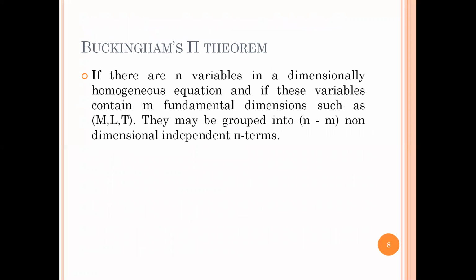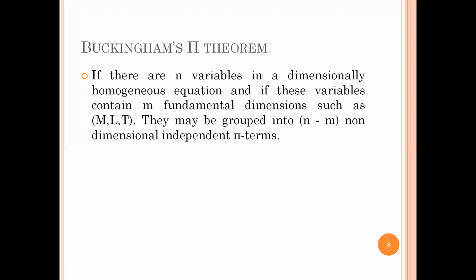Now coming to the next method, your Buckingham's pi theorem. Here I can have more than 3 variable parameters. So how does it work? If there are n variables in a dimensionally homogeneous equation, and if these variables contain m fundamental dimensions, they may be grouped into n minus m non-dimensional independent pi terms. So this is the explanation of Buckingham's theorem.